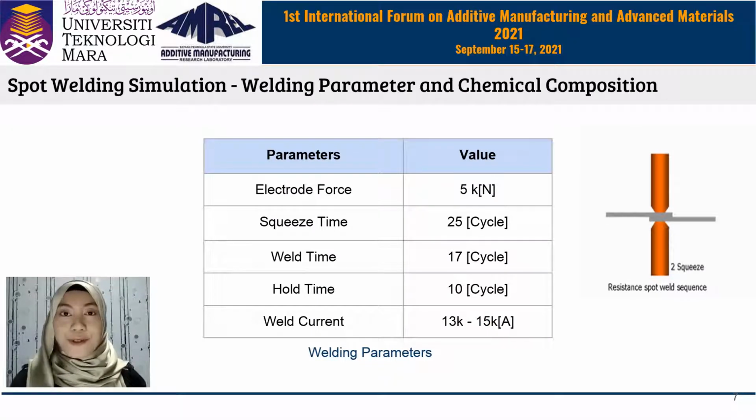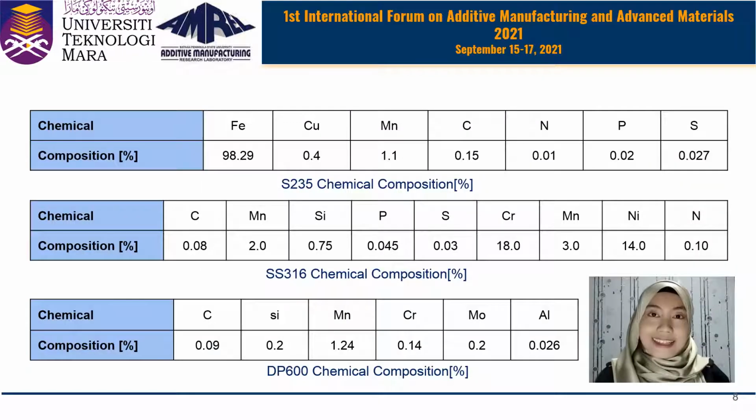This table, as viewed on the screen, displays the values used for each parameter set for this simulation. Except for the weld current, the three materials have the same electrode force, squeeze time, weld time, and hold time. The weld current varies across the three materials, with S235 requiring 15 kA and DP600 and SS316 requiring 13 kA. Next, this is the chemical composition for each of the materials used in this study.